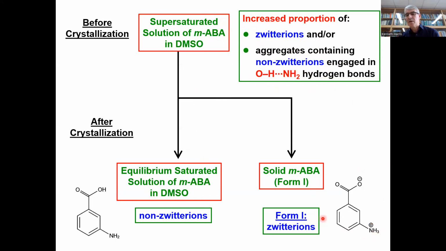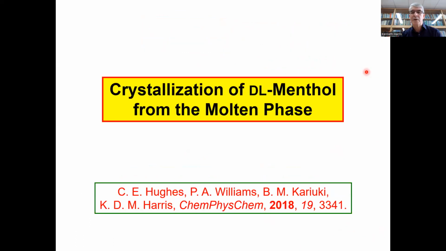And these are very, very plausible precursors, for example pre-nucleation clusters, for the ultimate formation of a solid phase containing zwitterions. That's the sort of information we can deduce from this technique. Okay, well, let me give you two more examples of classic NMR.